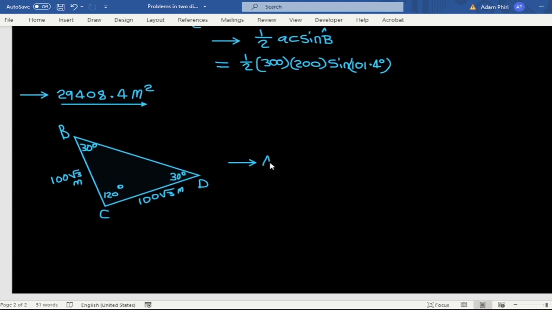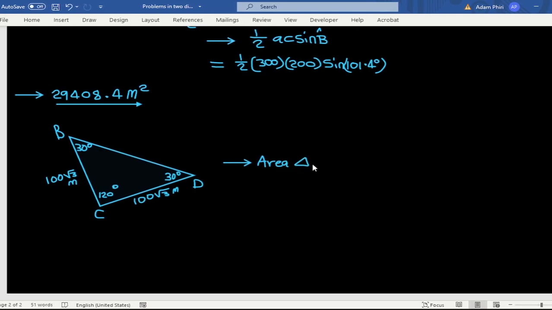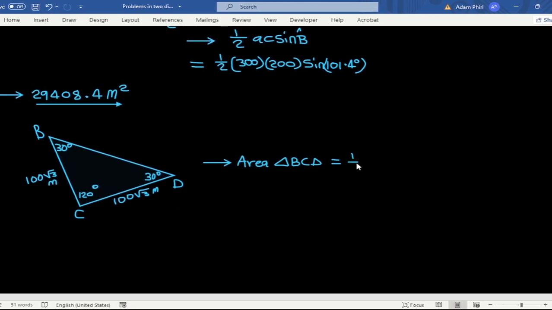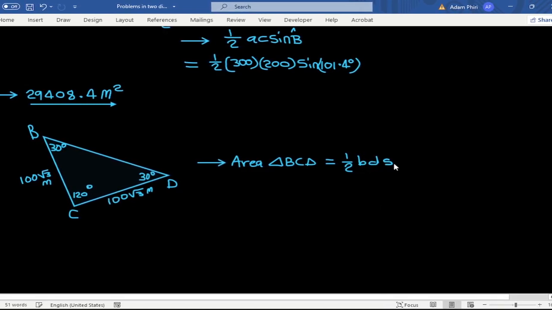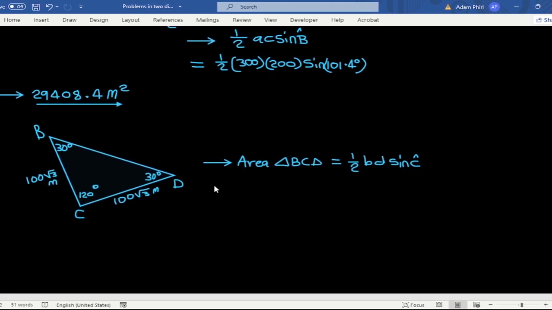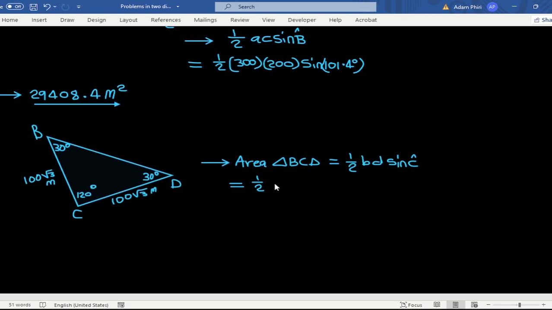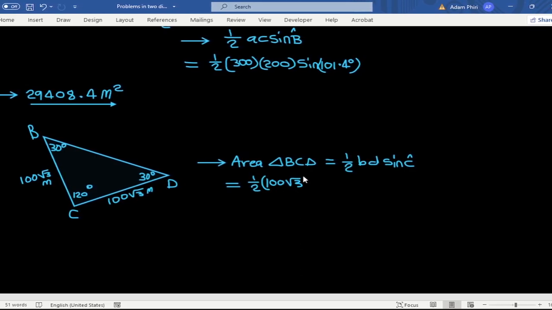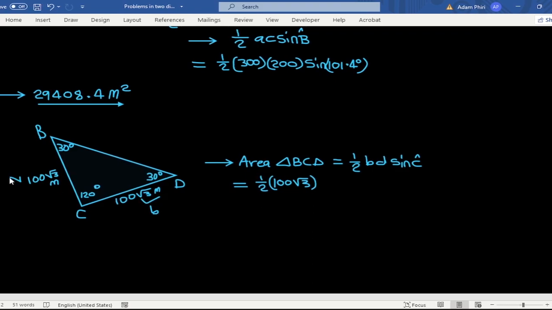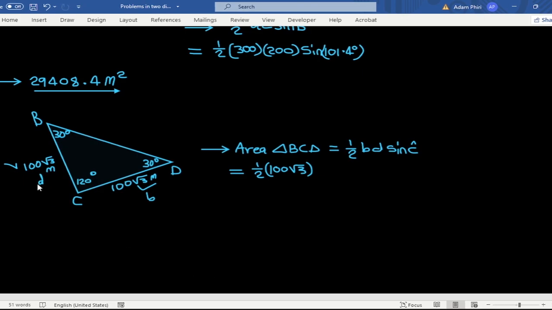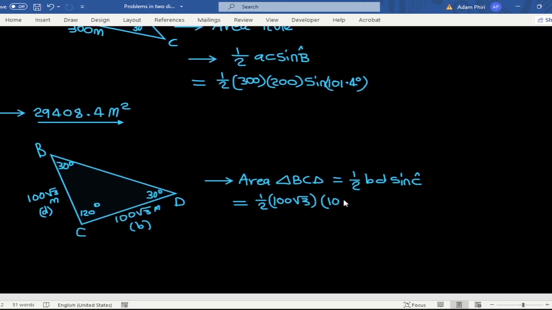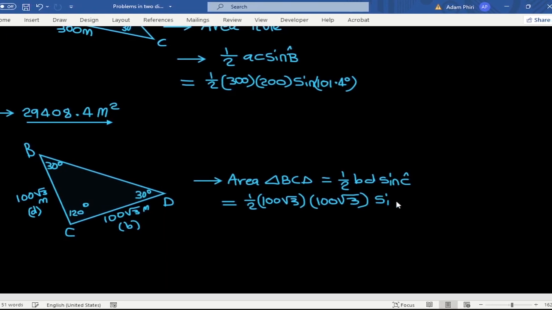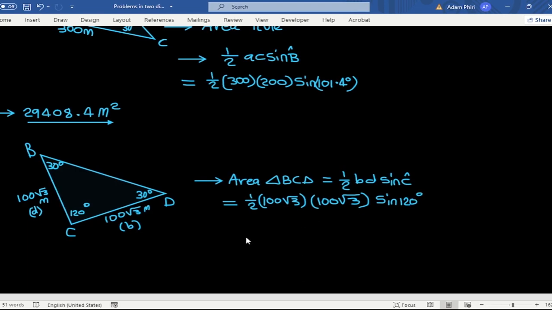We need to find the area again using the area rule. The area of triangle BCD will give us half BD sine C. Substituting, it's going to be half, B is 100 root 3 and D is the same, 100 root 3, with the angle at C, so sine 120 degrees.